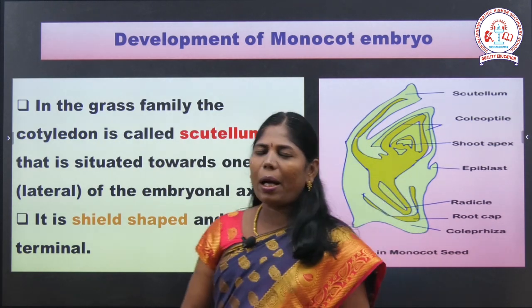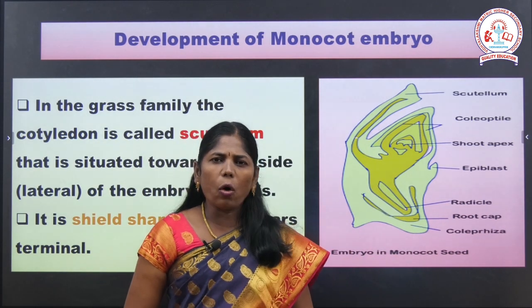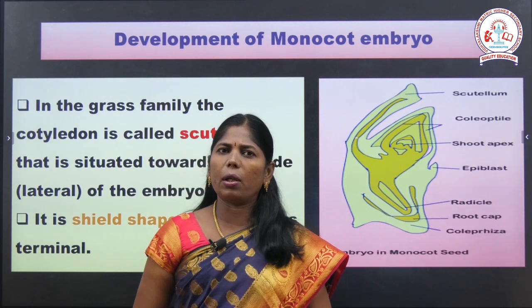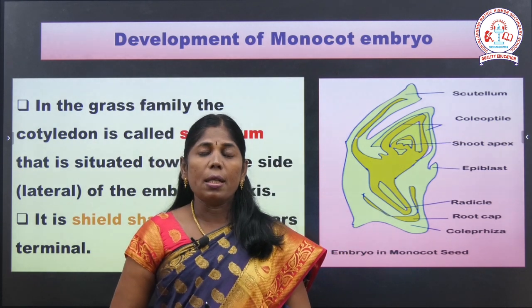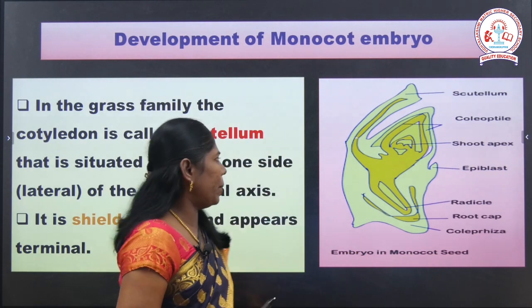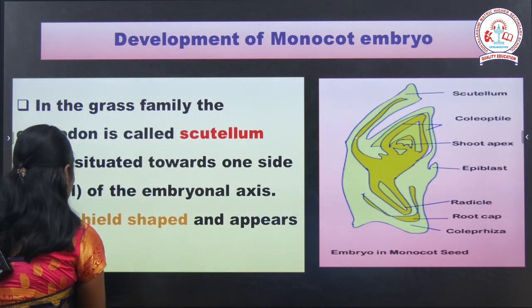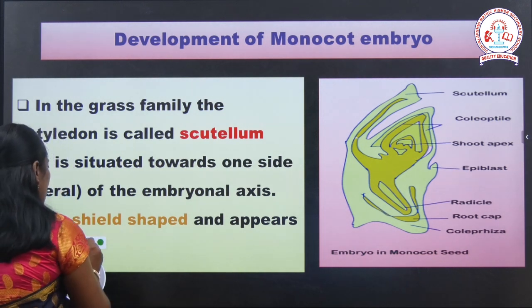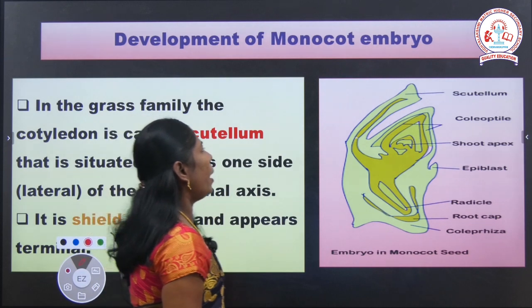In the grass family, how many cotyledons are there? It has only one cotyledon, whereas the dicot has 2 cotyledons. The cotyledon is known as the scutellum. But here we can see one more special cotyledon, known as the epiblast.